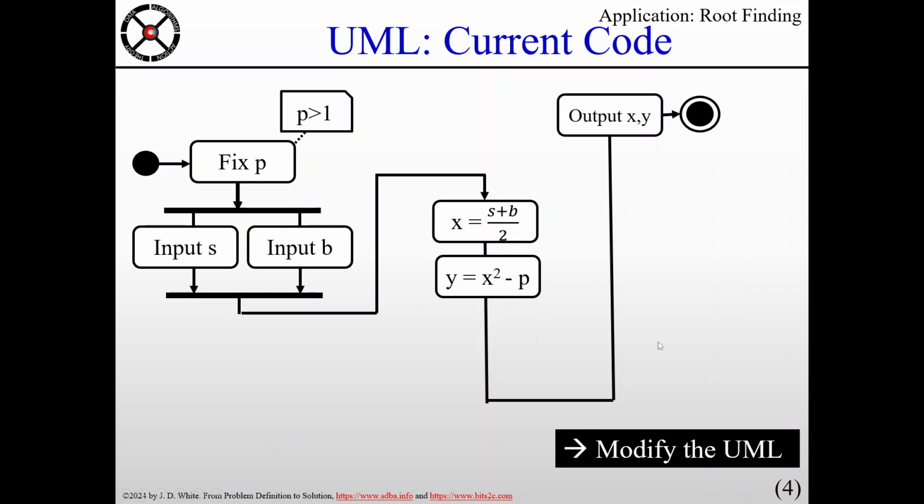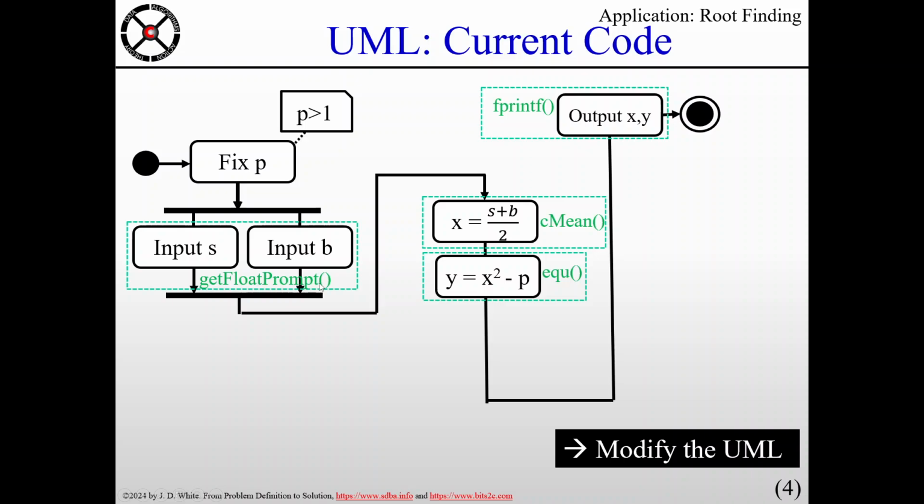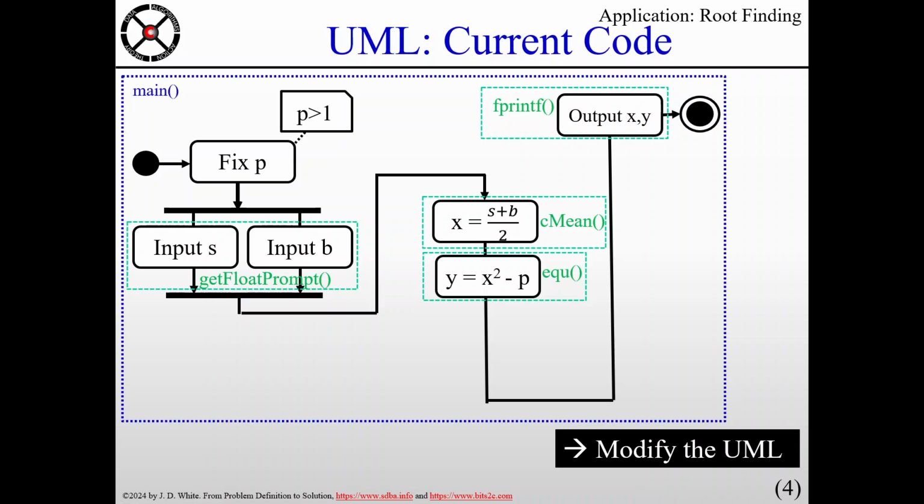So we don't want to do that. Rather, these inputs we use getFloatPrompt for. This one we created a function, cmean. This one we used the function equation we wrote. This one we used the function fprintf. So that's the movement to the functions. And our overall function was main, which called these subfunctions.